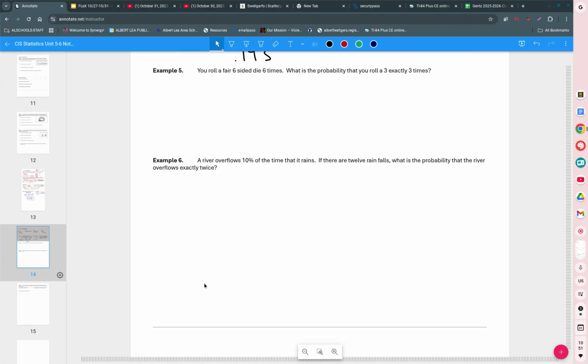You roll a fair 6-sided die 6 times. What's the probability that you roll a 3 exactly 3 times? I'm going to go ahead and model part of this for you, and you're going to carry it out the rest of the way. I'm going to roll a 3, and a 3. And then I'm not going to roll a 3. I'm not going to roll a 3. I'm not going to roll a 3.